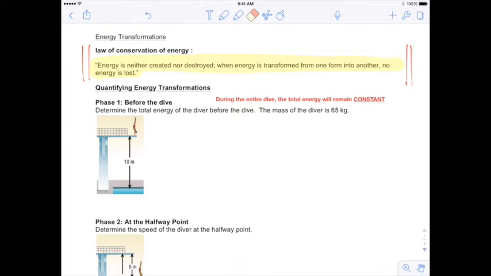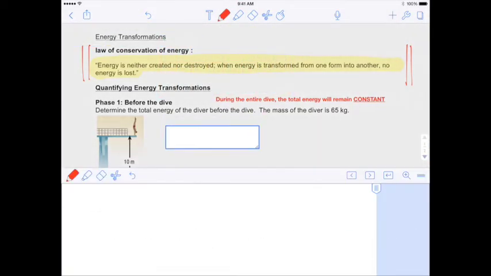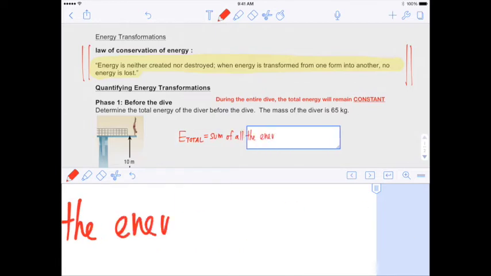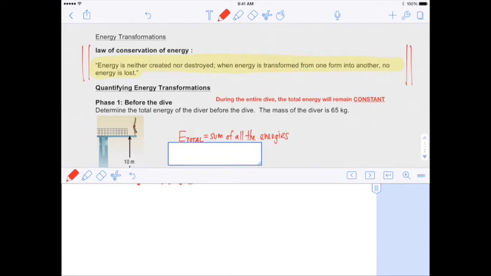So let's see if we have enough information to calculate the total energy in phase 1, just before the dive, while this diver is resting at the top of the platform. We know that the total energy is equal to the sum of all the energies. So let's see what types of energy we have. We've studied 2 types of energy. We've studied gravitational potential energy, which is a result of an object's position above the ground, and we've studied kinetic energy, which is a result of an object's speed.